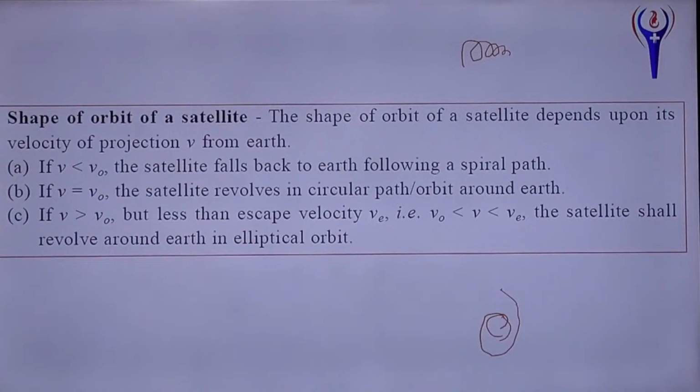Okay, then if V equal to V0, the satellite revolves in a circular path or orbit around the Earth. If the projected velocity is equal to the orbital velocity, then it follows a circular path. And if V is greater than V0 but less than the escape velocity, which we will study, then the satellite shall revolve around the Earth in an elliptical orbit. Neither circular nor falling as a spiral, it is an elliptical orbit.